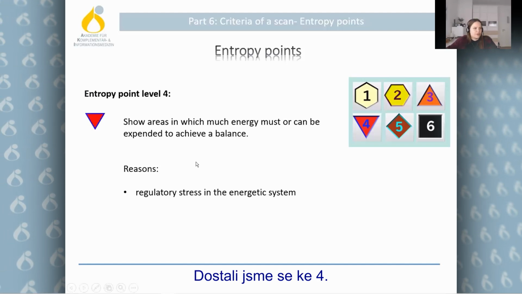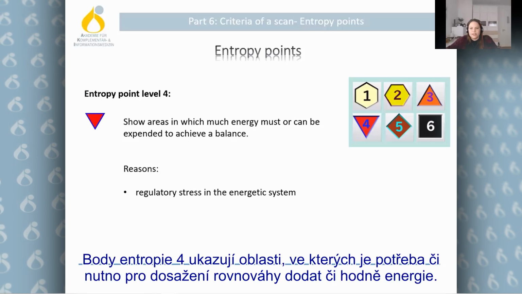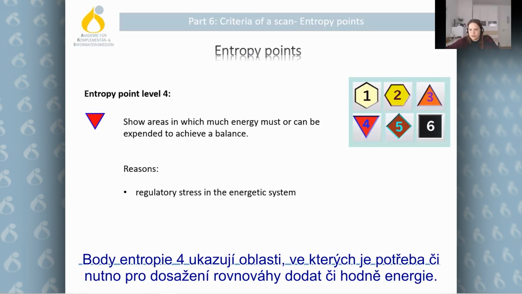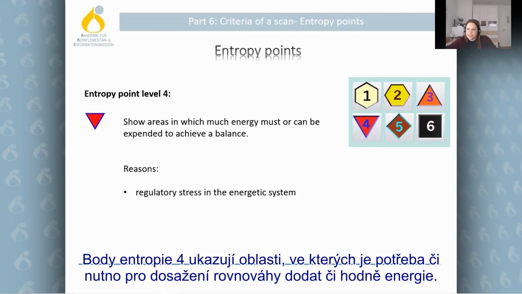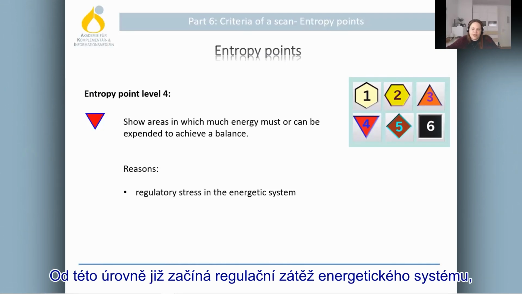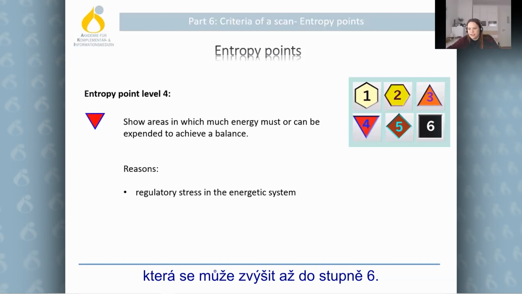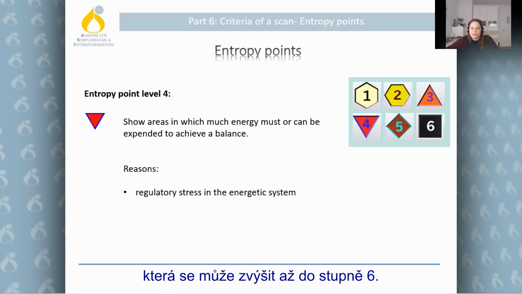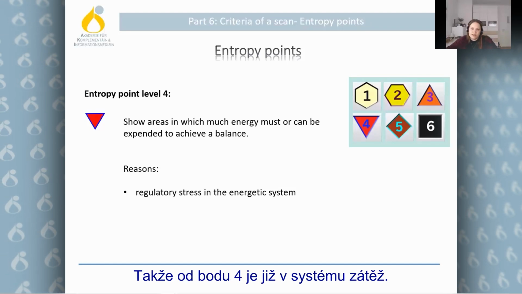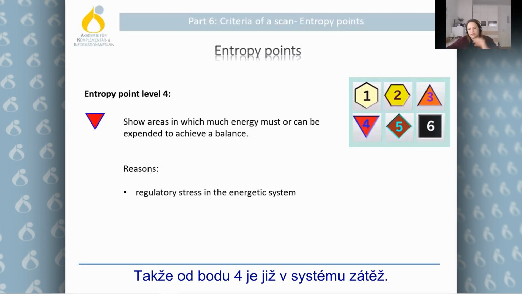So when we talked about 4, this is the 4 already. Entropy point level 4 shows an area in which much energy must or can be expended to achieve balance. At this level, the regulatory stress in the energetic system has already started, and can progress to level 6. So at level 4, it's already stress in the system.